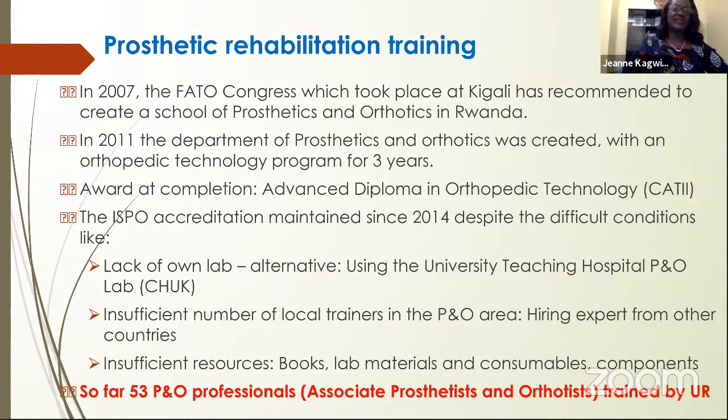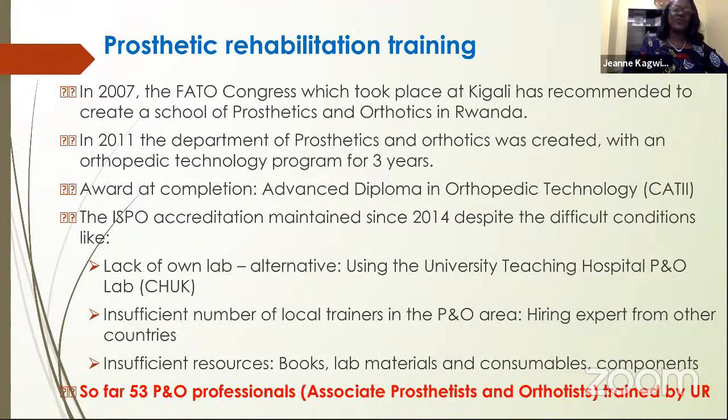The training in prosthetic rehabilitation started being discussed in 2007 during a congress organized by the African Federation for Rehabilitation Professions, which took place in Kigali, and which came up with a very important recommendation to create a school of prosthetics and orthotics in Rwanda. Then in 2011, the Department of Prosthetics and Orthotics was created with an orthopedic technology program for 3 years, and with an award of advanced diploma in orthopedic technology, category 2 as classified by ISPO.